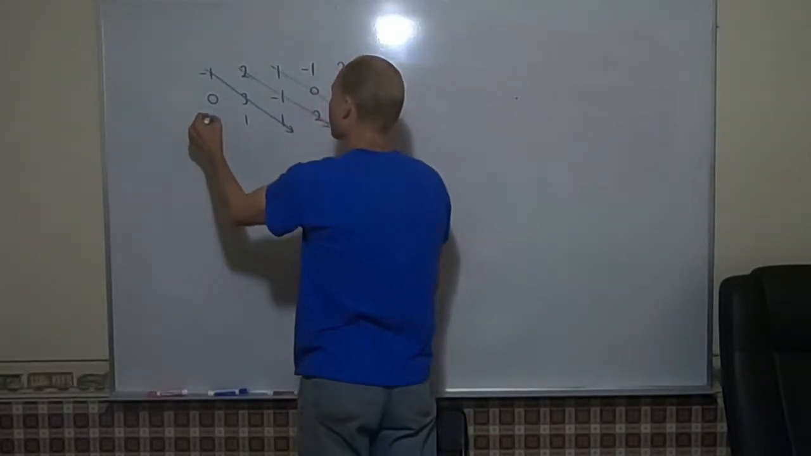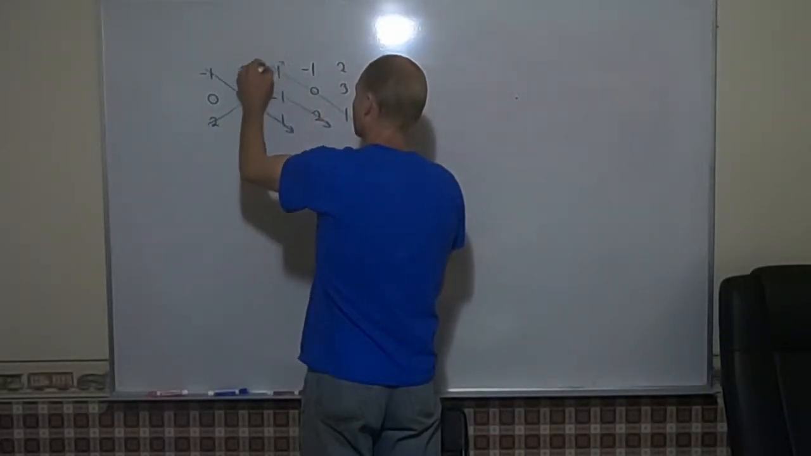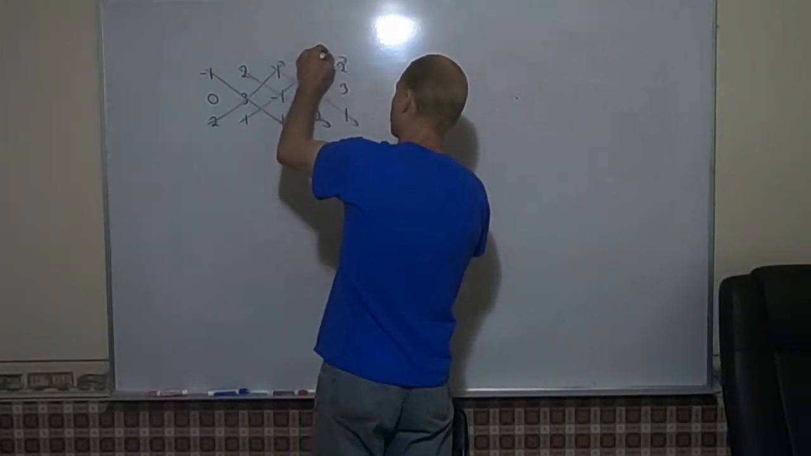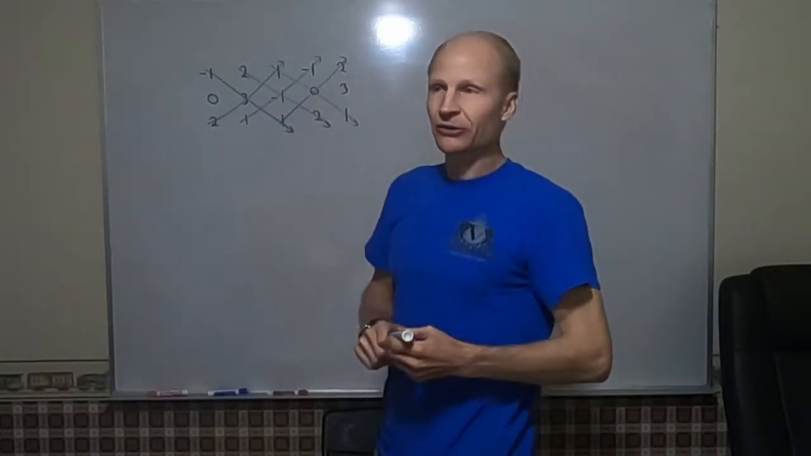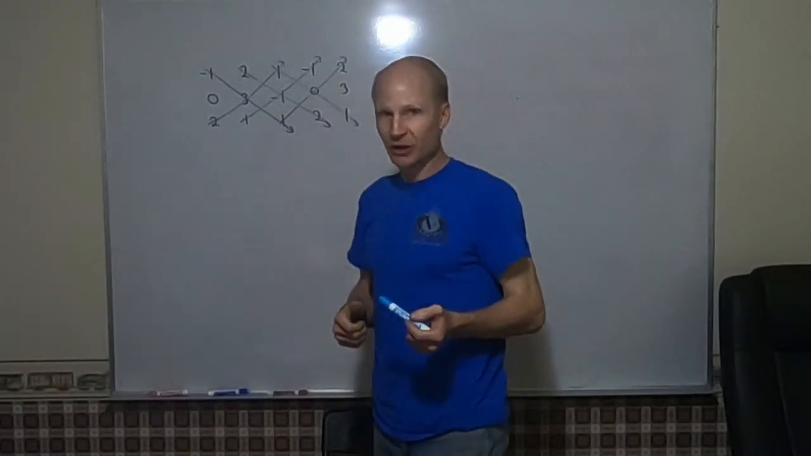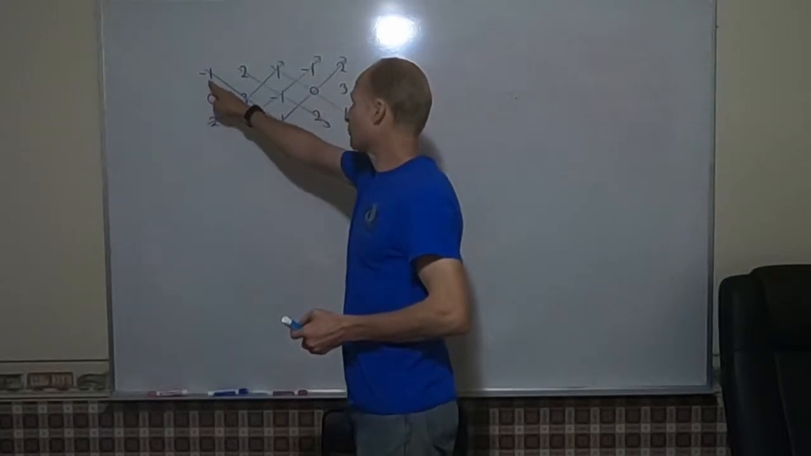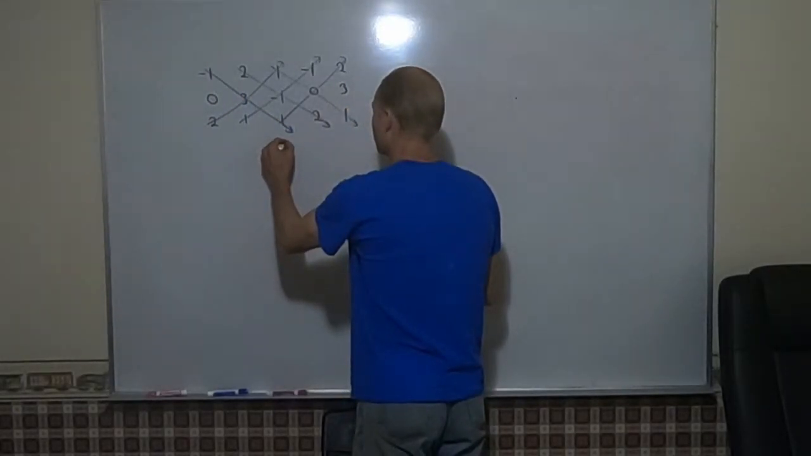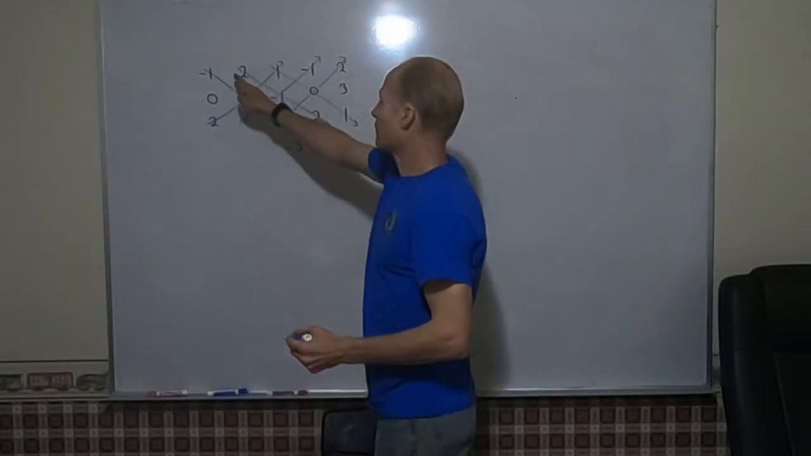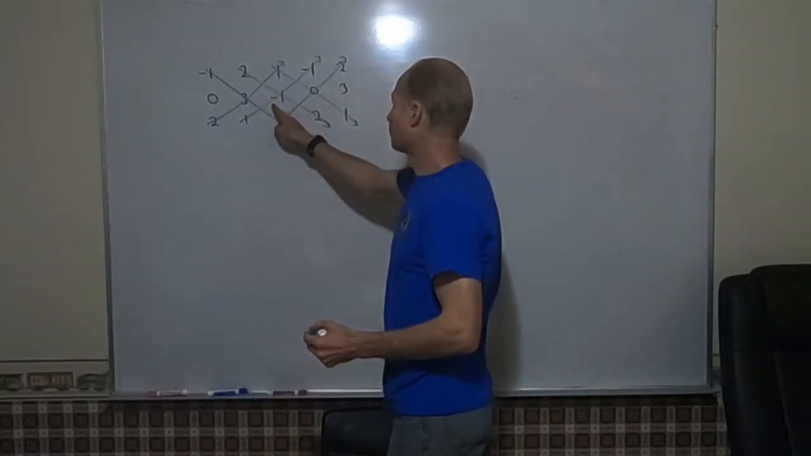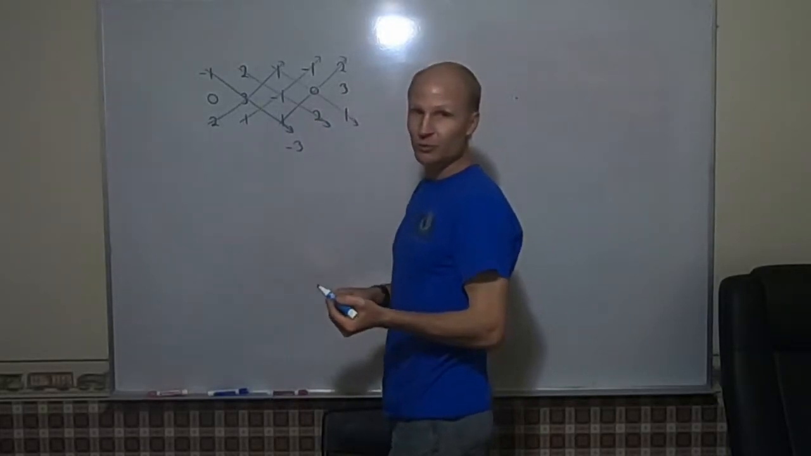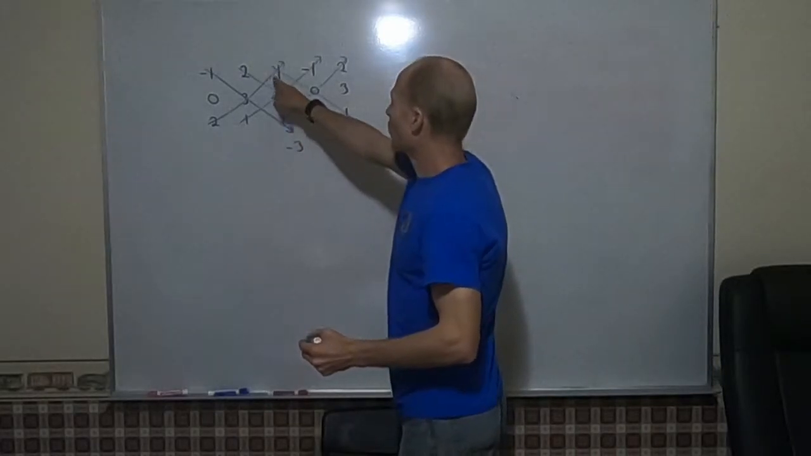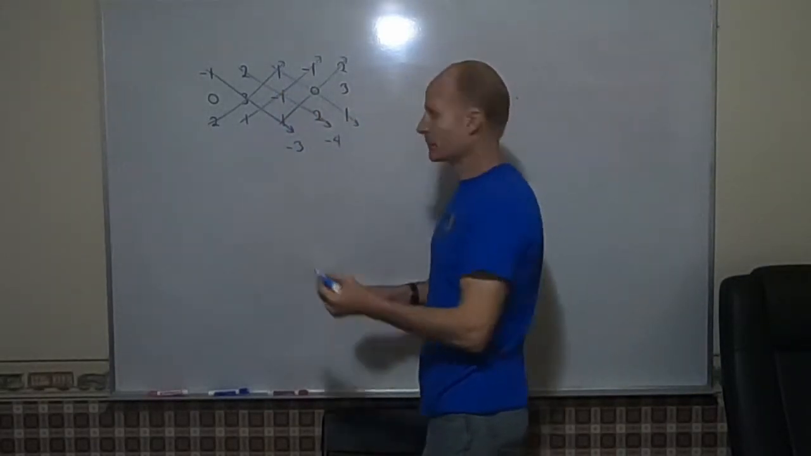Now let's get our upward diagonals. Now, take a look at your diagonals and start to multiply along those diagonals. Here we have negative 1 times 3 times positive 1, making negative 3. Here we have 2 times negative 1 times positive 2, which makes negative 4. And 1 times 0 times 1, which is 0.